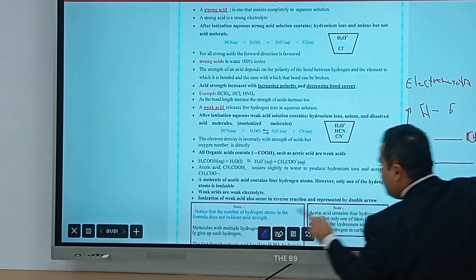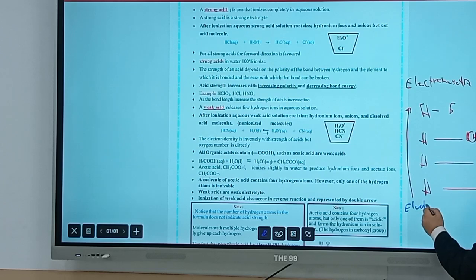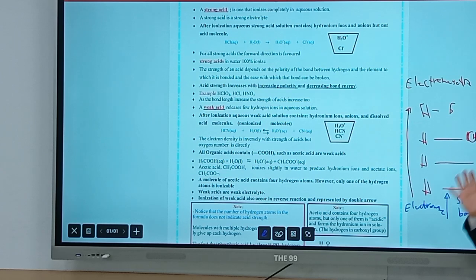So the electronegativity increase. As the electronegativity increase, the bond becomes shorter. Shorten the bond. And then as the bond becomes shorter, the strength of the acid reduces. We can state like that. The electronegativity increase, the acid becomes weaker. Why? Because the attraction to the hydrogen becomes stronger, and the bond becomes too strong to be broken down, and then becomes a weaker acid.